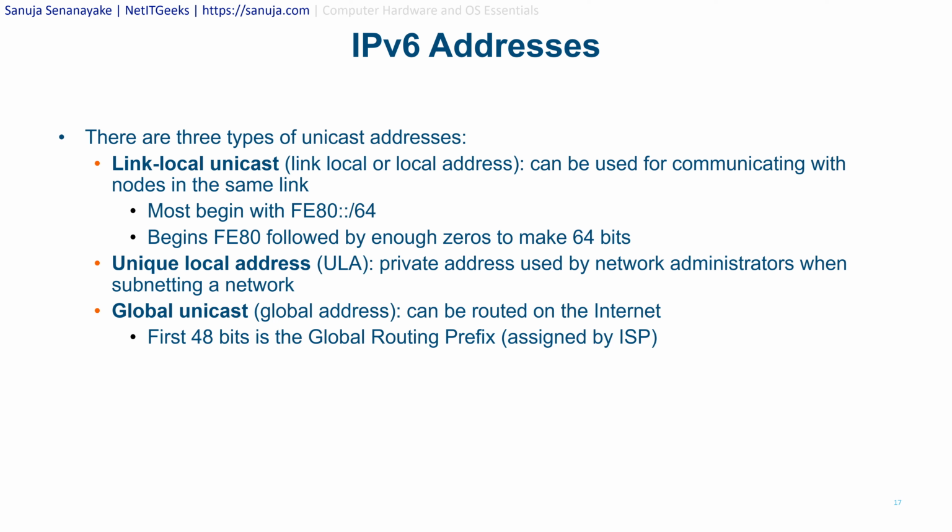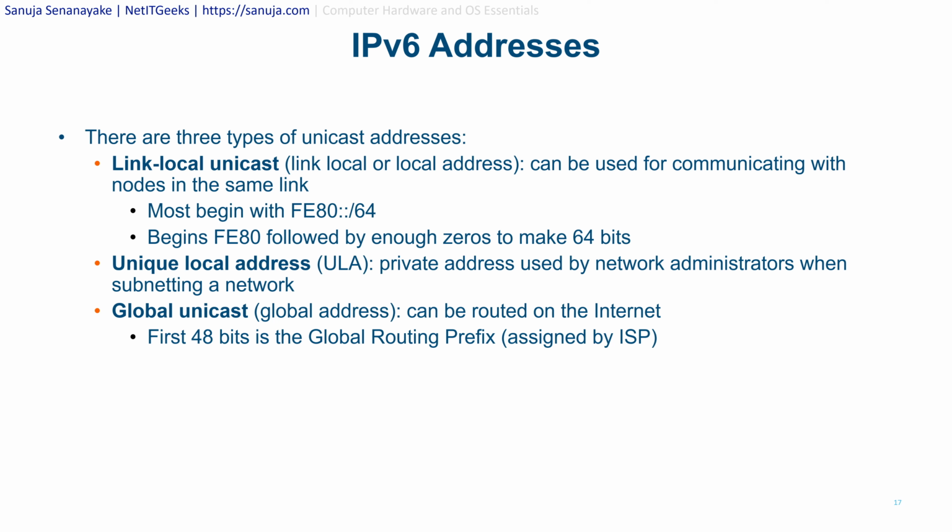Unique local address, also known as ULA, is a private address used by network administrators when subnetting a network. Again, that has more to do with network engineering than the A+ certification program. Global unicast address, also known as the global address, can be routed on the internet, and that is the first 48 bits of the global routing prefix assigned by your ISP. But keep in mind, IPv6 does not have NAT translation. You don't have NAT in IPv6. There is a thing called IPv6 NAT, but it's not necessary, and we are not going to discuss that today.